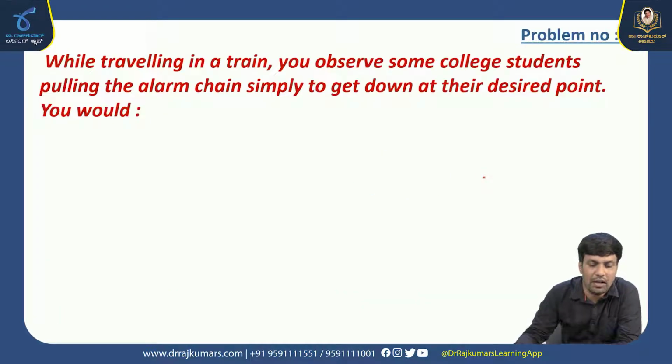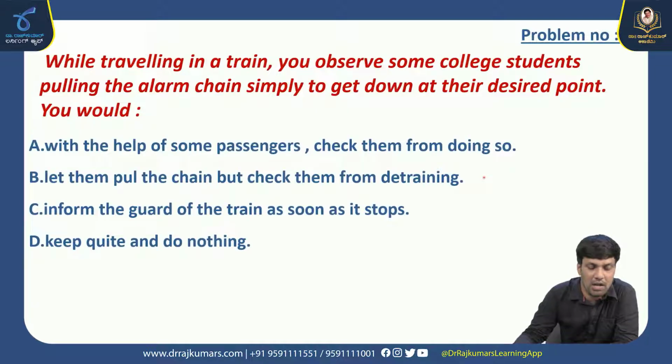Problem number 9. While traveling in a train, you observed some college students pulling the alarm chain simply to get down at their desired point. In that situation, what is the best possible act you can do? First one, with the help of some other passengers, check them from doing so. Second one, let them pull the chain but check them from detaining. Third, inform the guard of the train as soon as it stops. Fourth one, keep quiet and do nothing.